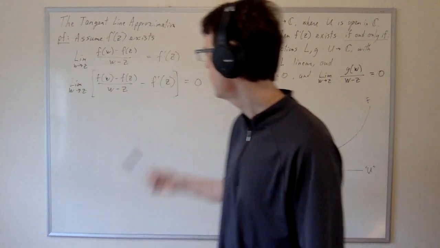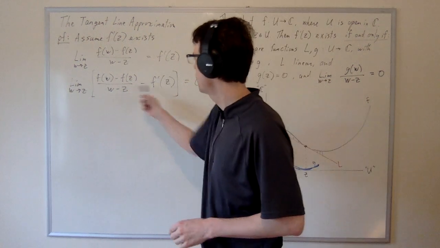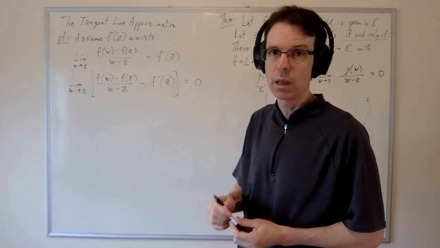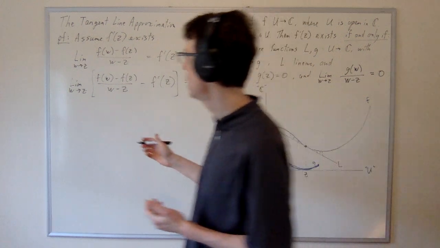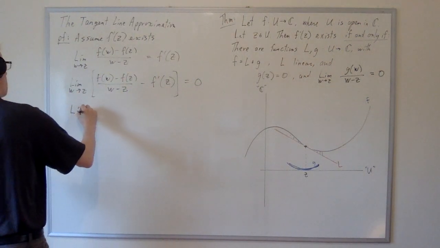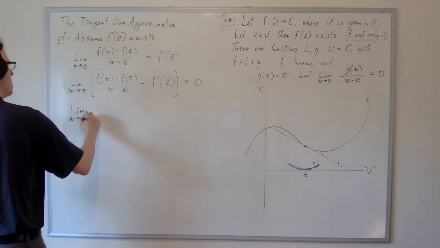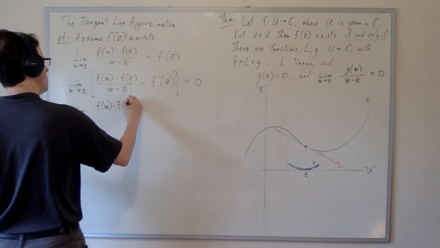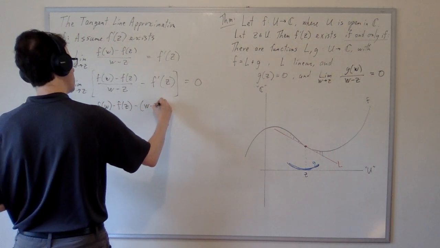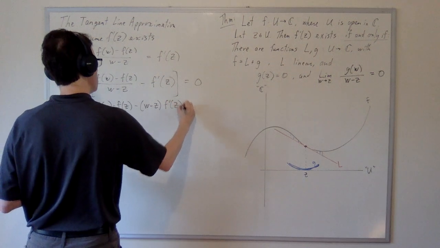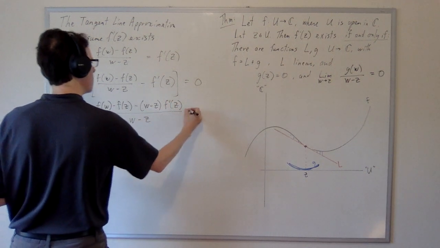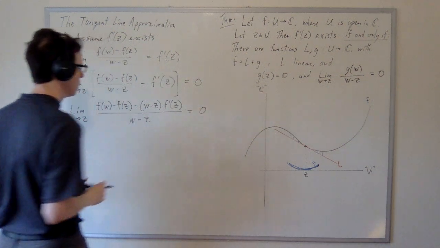So, okay, now we get a limit of a difference, and we've got a fraction minus a thing, and we're just going to do some basic algebra on this. We're going to make a common denominator. So this will give us the limit as w approaches z of f of w minus f of z minus the quantity w minus z times f prime of z, over w minus z. And that's equal to 0.